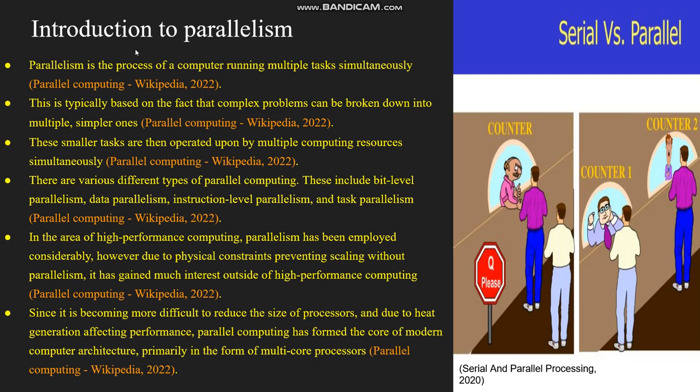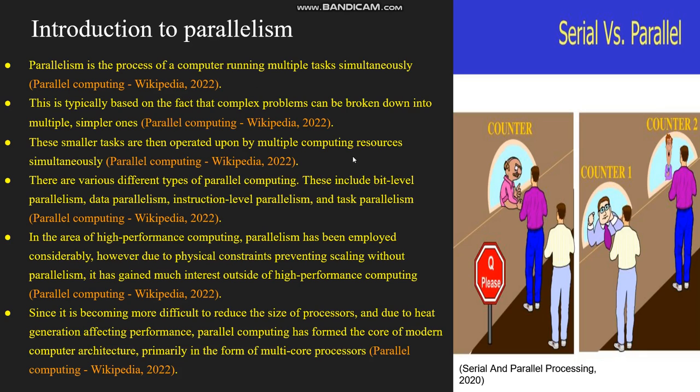So, parallelism is the process of a computer running multiple tasks simultaneously. It's typically based on the fact that a large problem can be broken down into multiple smaller chunks, and then those chunks can be operated upon by multiple computer resources simultaneously, which causes a drastic decrease in the execution time.